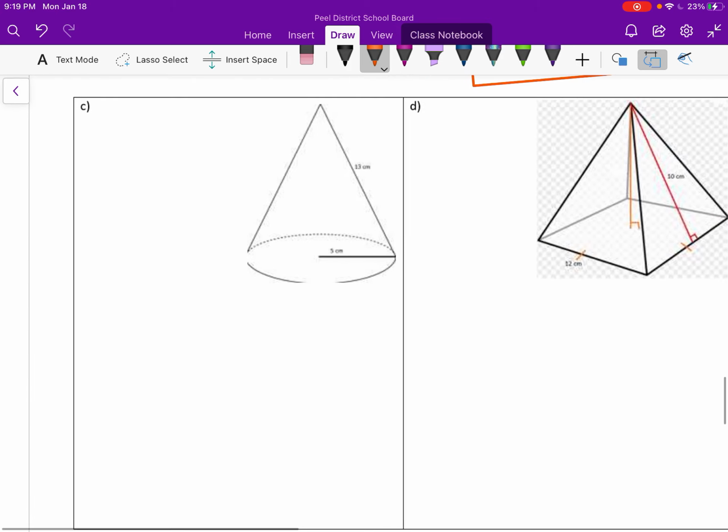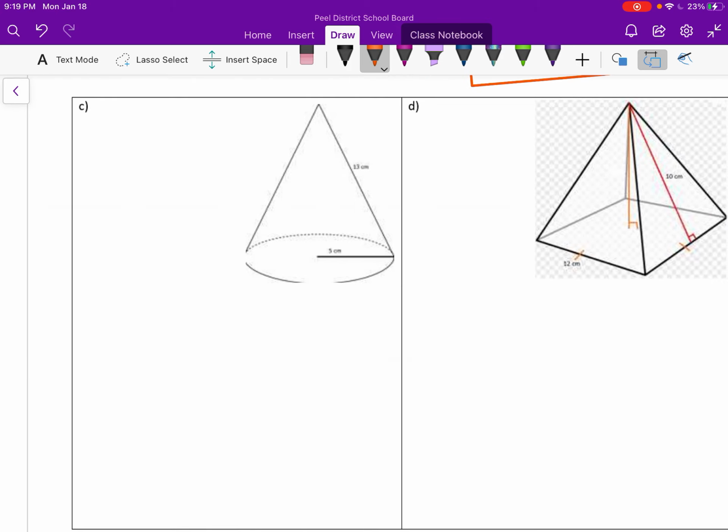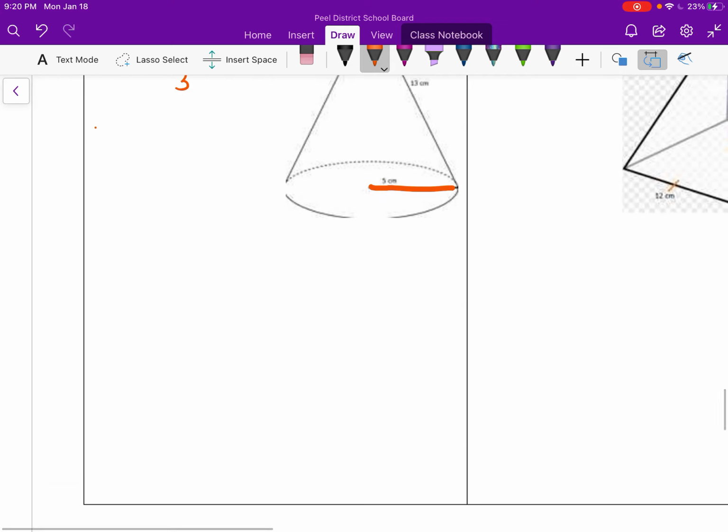Try doing this one by yourself, or you can watch this one. The only thing to keep in mind here is, what is our base, right? So we're going to look at what our base is to start with. Our base is a circle, right? The circle with the radius of 5. And that's something important to remember. So we know volume is equal to area of the base times the height divided by 3. So first things first, let's find the area of that base.